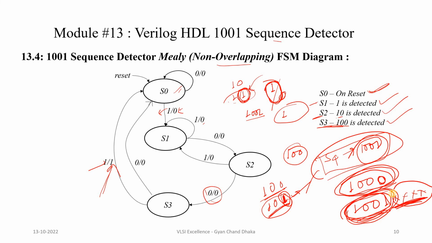Mealy type of FSM. If you see here, from S3 state we are going into S0 state only, but with different outputs. Whenever 0 is detected in S3 state, we go into S0 state, but the output is 0. But whenever 1 is detected in S3 state, we again go into S0 state, but our output in that case is going to be 1. So friends, I hope this is clear.